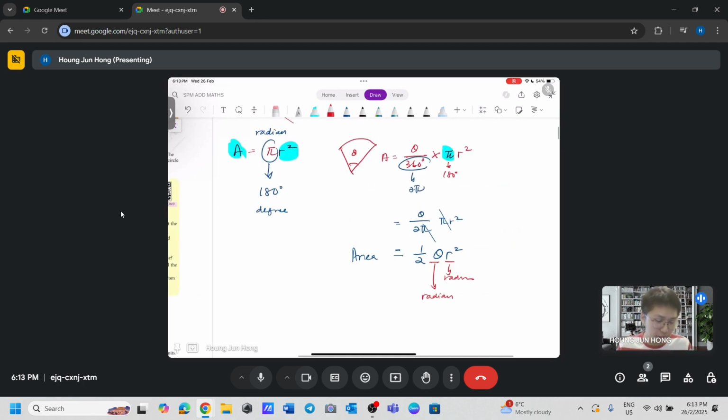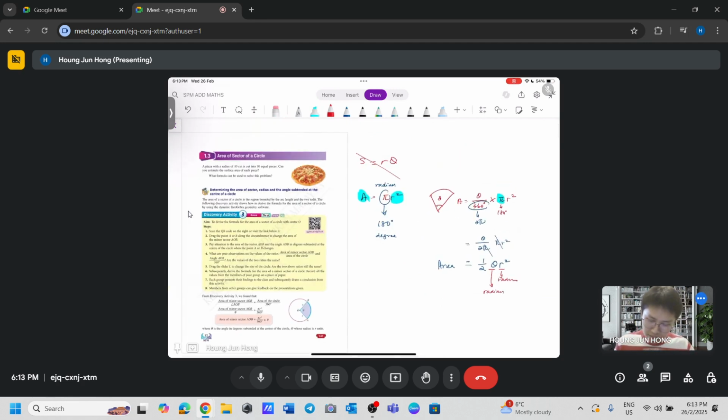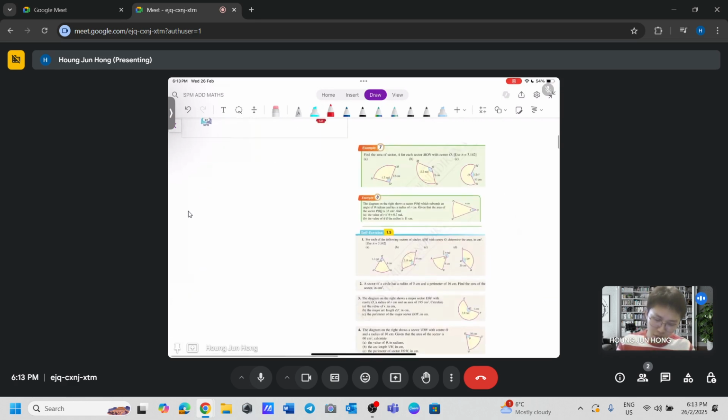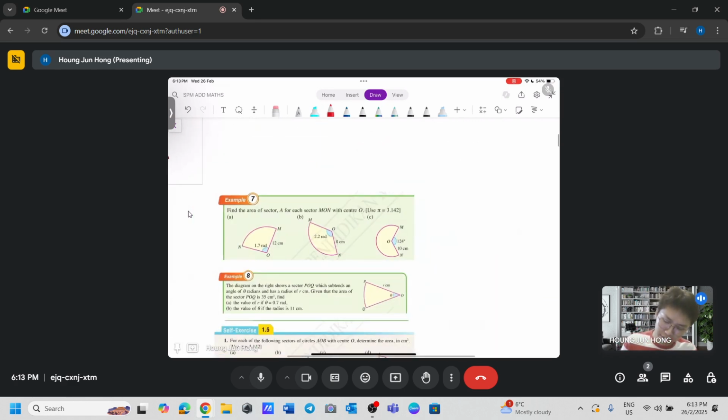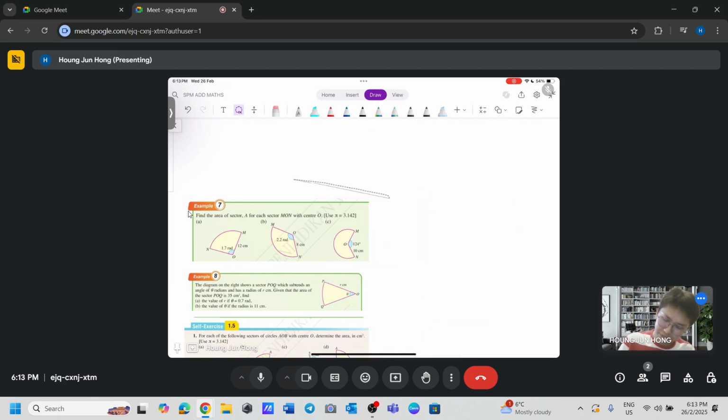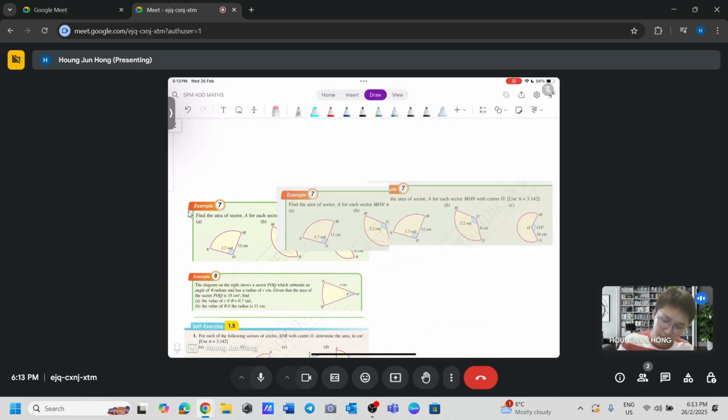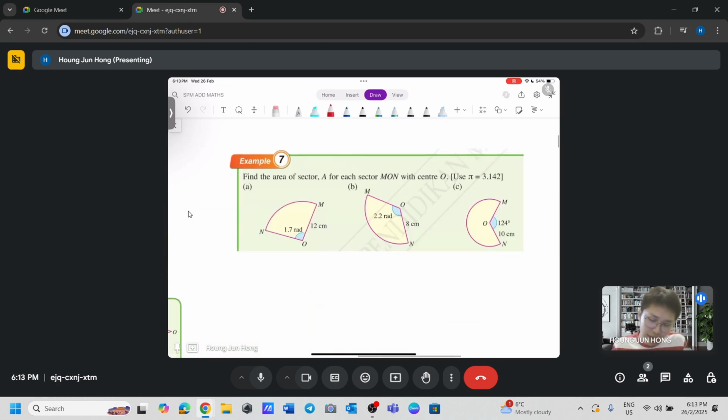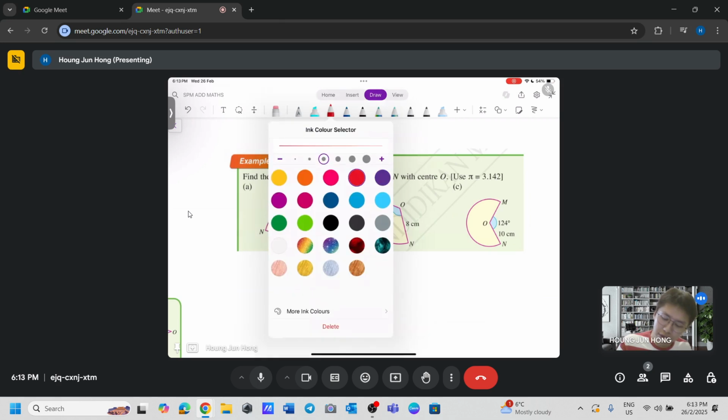Okay, I think with that, let's go through some exercises. We start from here. This is textbook question 7, example 7. Let me get my calculator. Like I said, it should be very simple. You just have to apply the formula. If you really can, you can just skip this part.